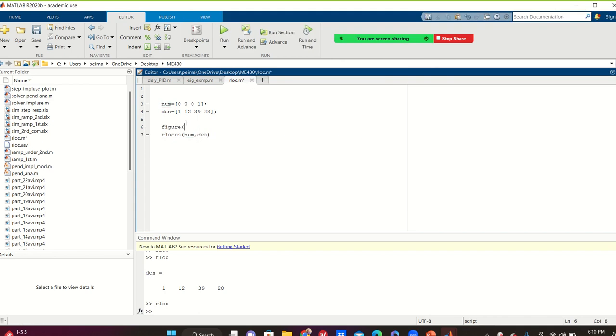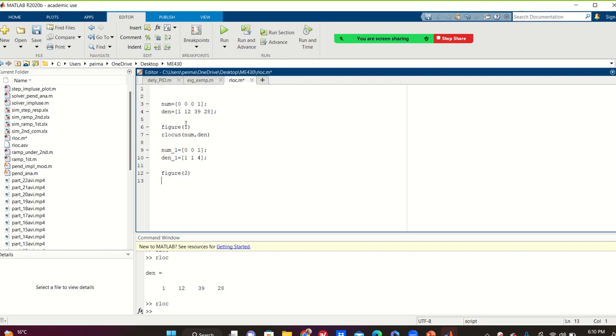Now, let me have a transfer function that has a pair of complex conjugate poles, and let me name it as the second order system. Num1 is equal to 0, 0, 1. And then den1 is going to be 1, 1, and 4. This gives you what? A pair of complex conjugate poles: S squared plus S plus 4. No doubt. Now you know it.